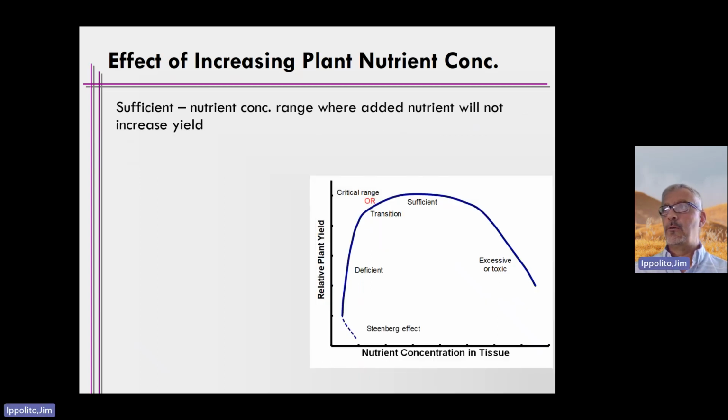Let's talk about the third location or zone, the sufficient zone. The sufficient zone is the nutrient concentration range where if you added any additional nutrient, you're not going to see a yield increase. Sometimes people call this an area of luxury consumption. I mentioned that on the previous slide. And if you are a farmer or a producer, you likely wouldn't want to be way out here in the sufficient zone because you're applying fertilizers, which are currently costly, and you're not getting any return on your investment.